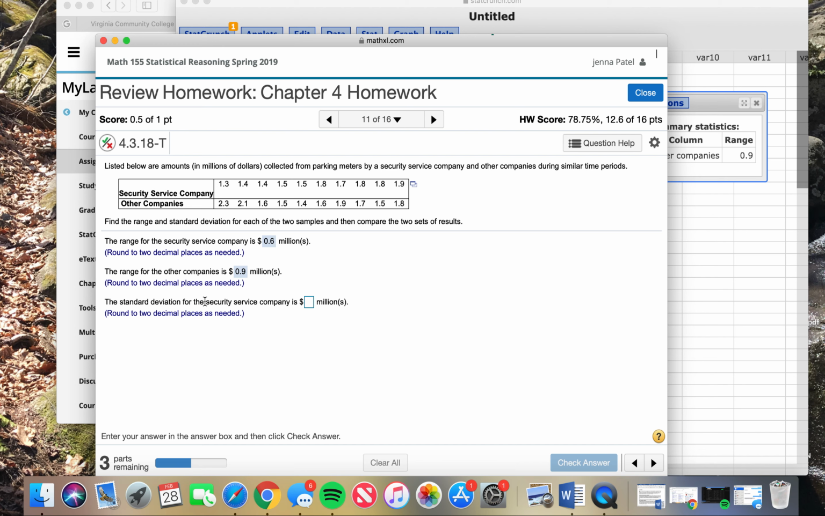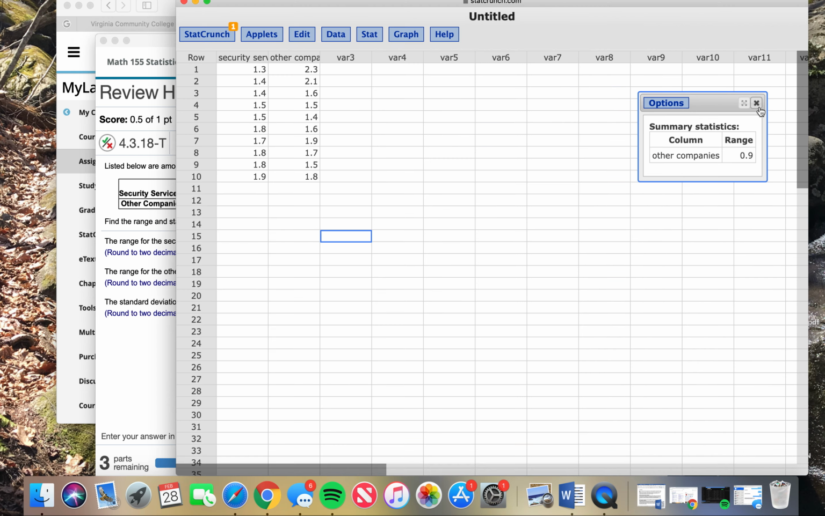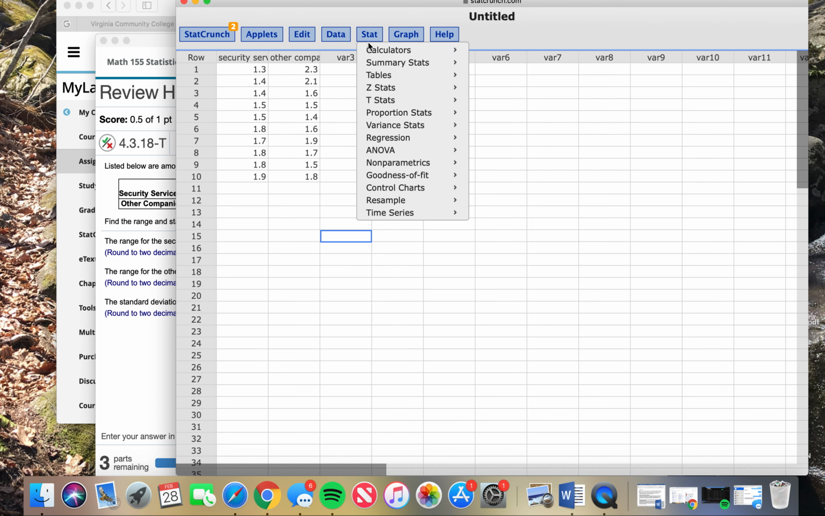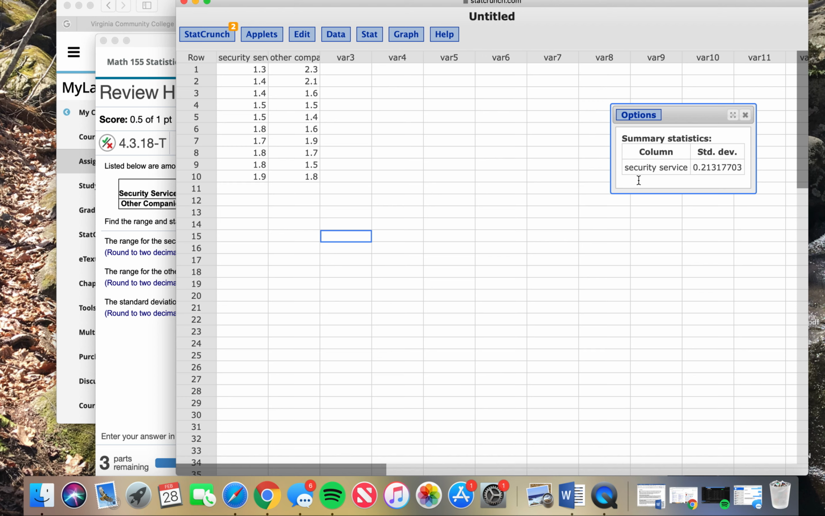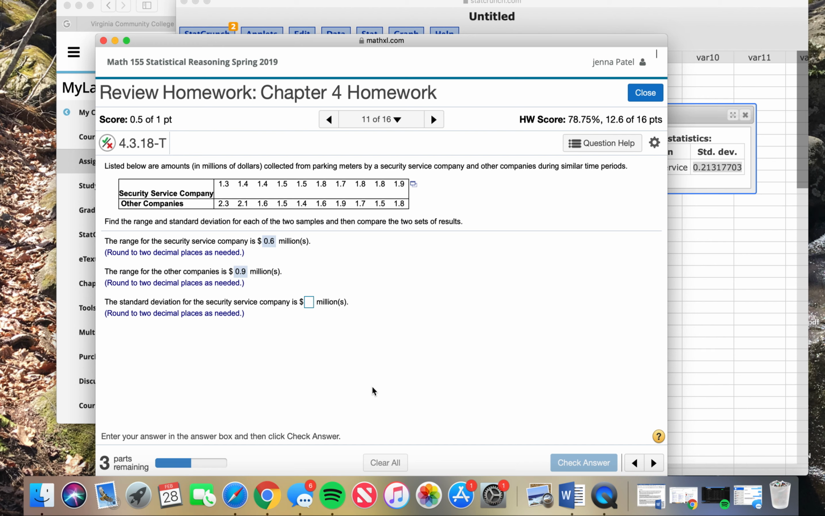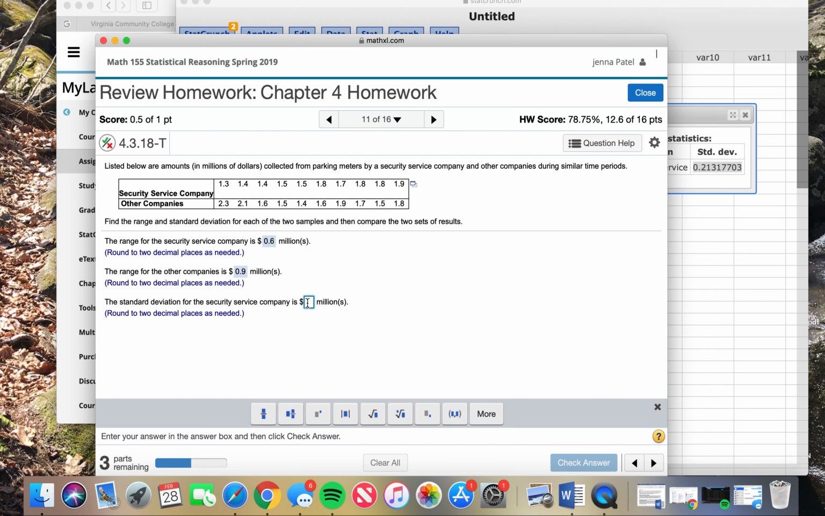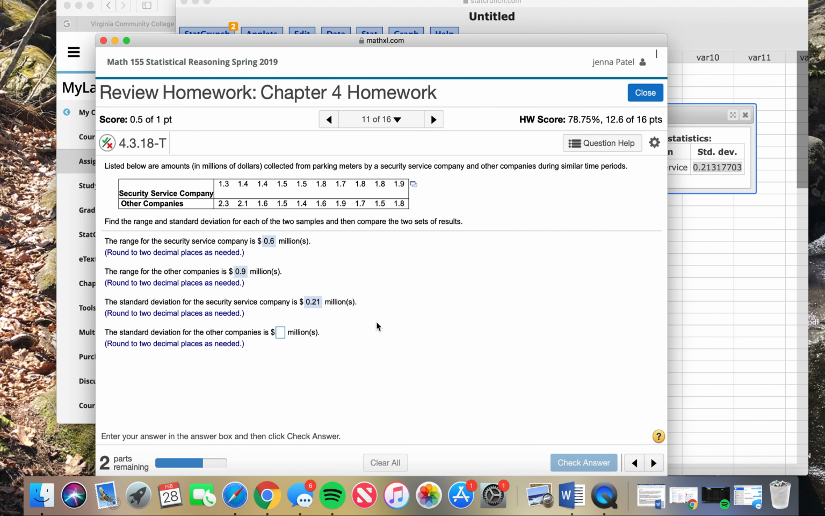Okay, so now we want the service company's standard deviation. So here we are with our same stuff. All we're going to do is go to stat, columns, and standard deviation. Compute. And this is our answer. So we're going to copy that and paste it in, and then it says round to 2 decimals. So see if that's right. Yep.